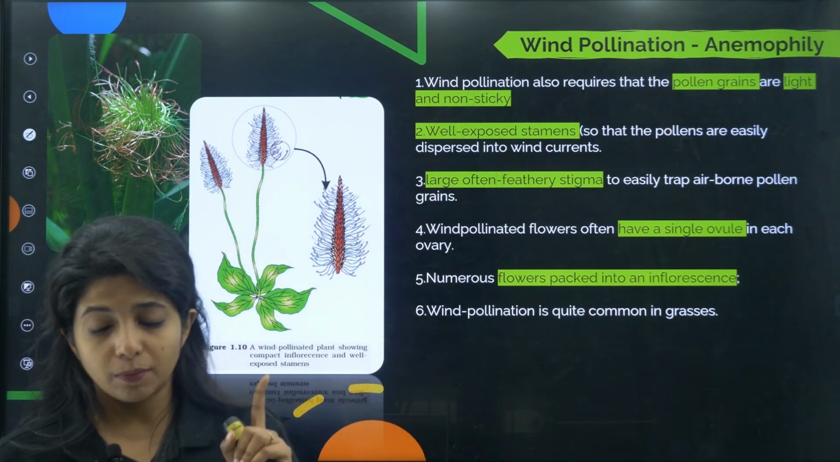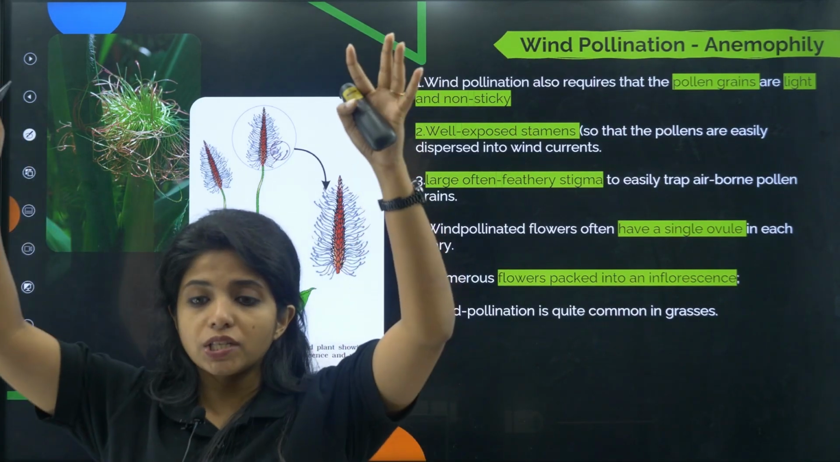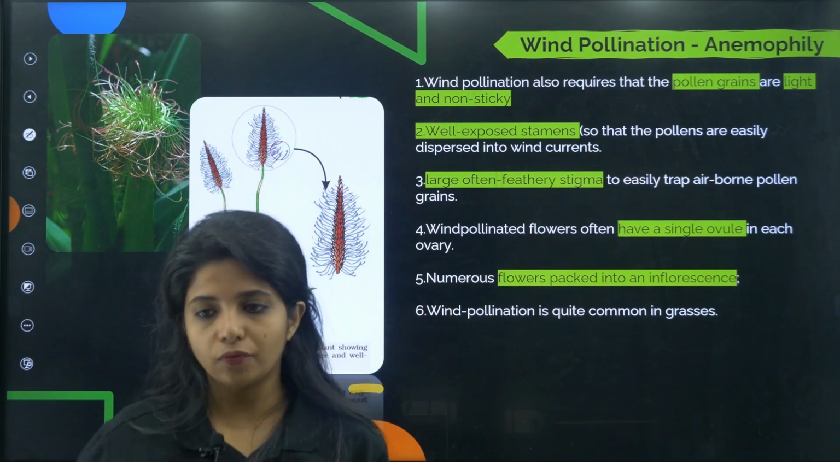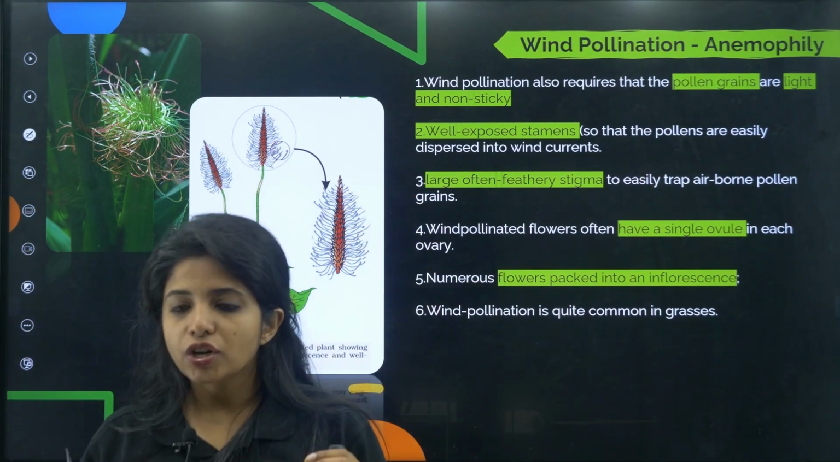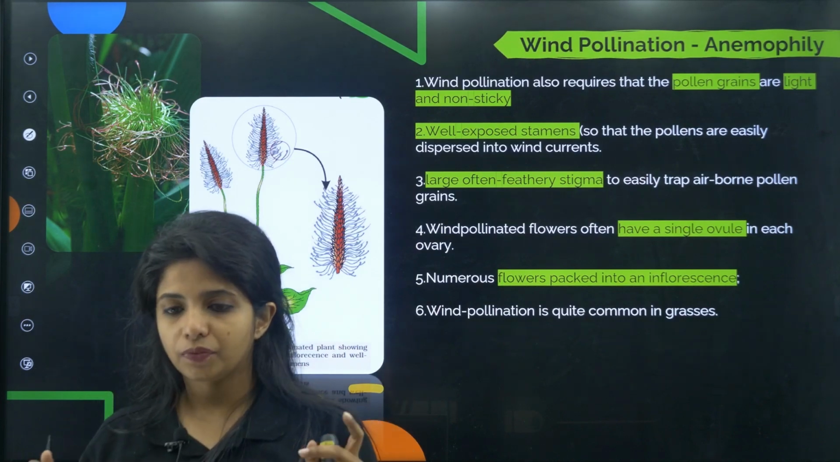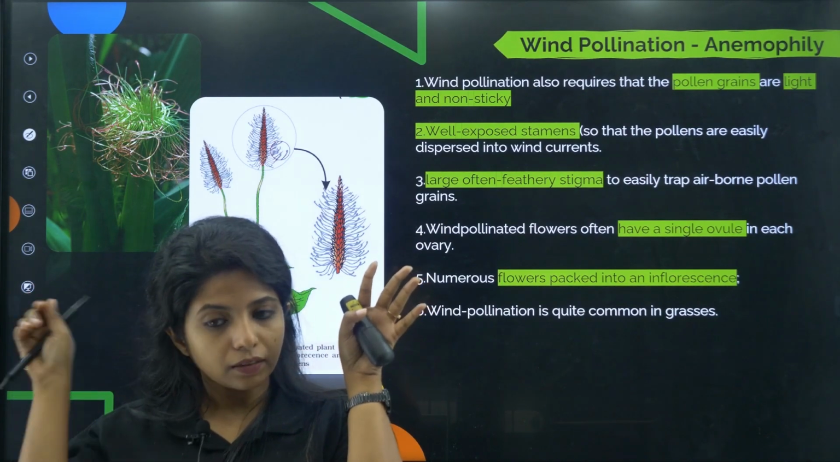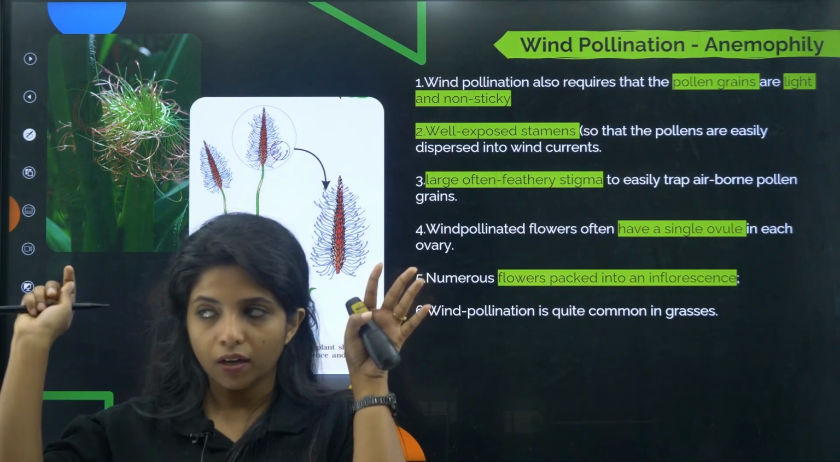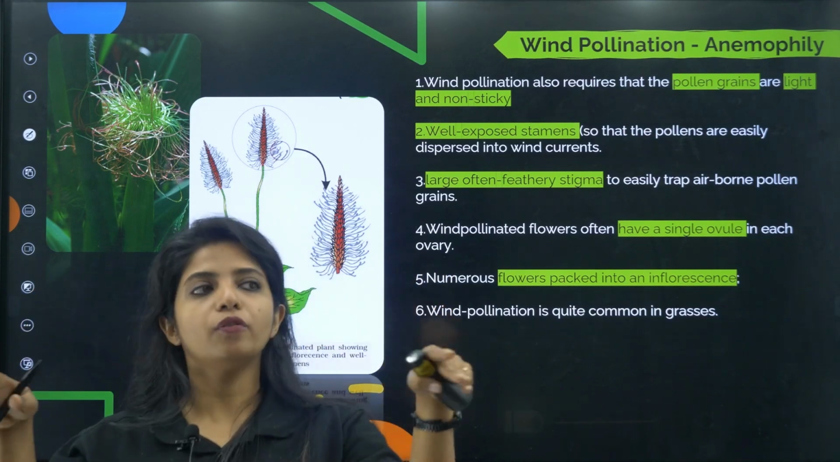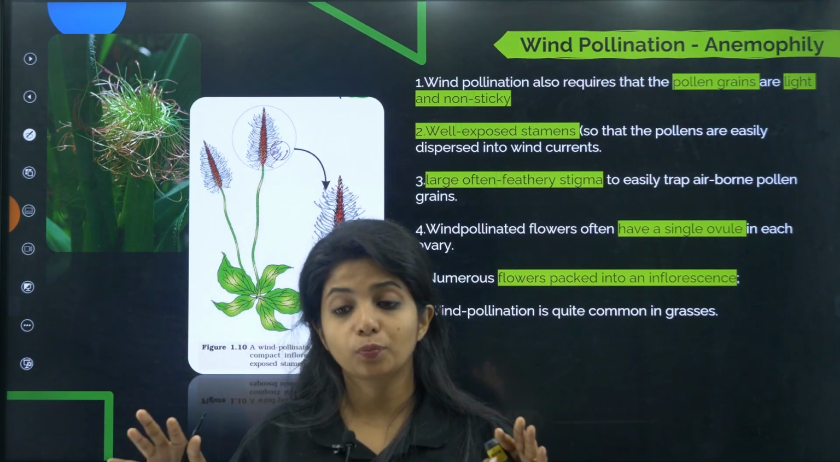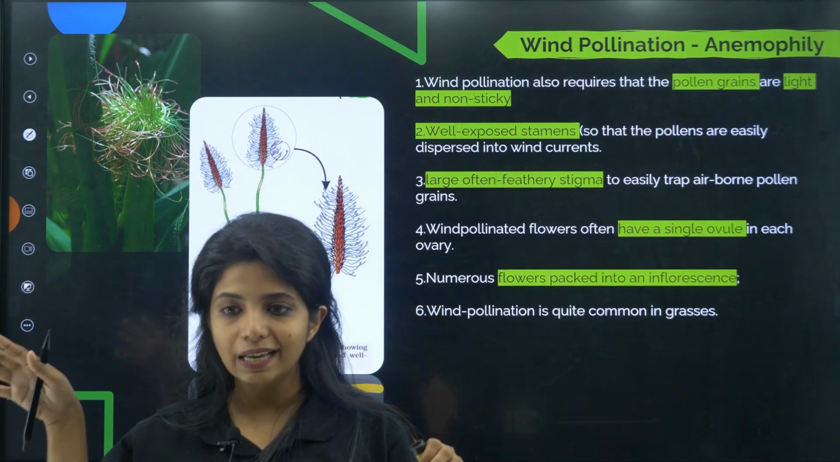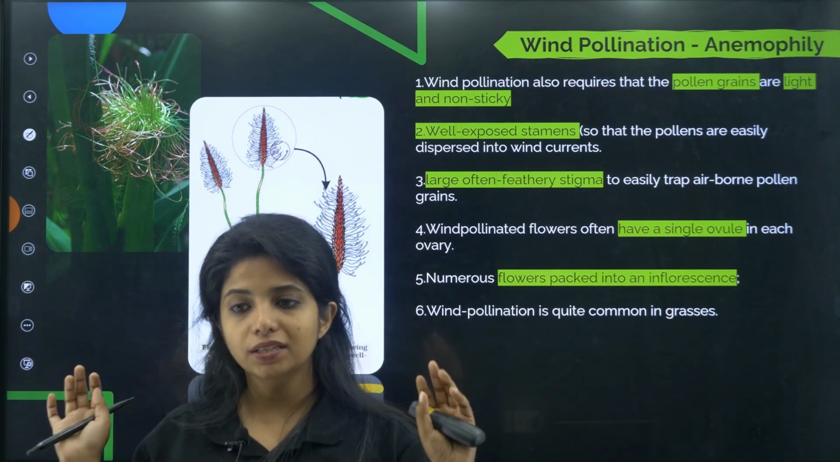Well exposed stamens, children. The stamen should be well exposed such that when wind comes, all the pollen goes along with it. So stamens should be well exposed. Next thing, large and often feathery stigma. If the stigma is not feathery, things won't come and attach to it. The pollen grains are flying. If they go flying like that, there is no possibility of pollination happening. We want it to come and attach. So basically for that, we need a feathery stigma. Large and often feathery stigma we need.